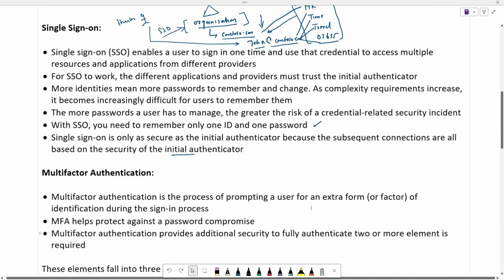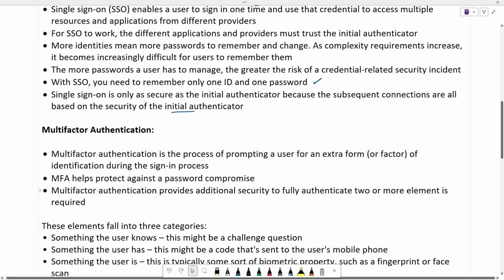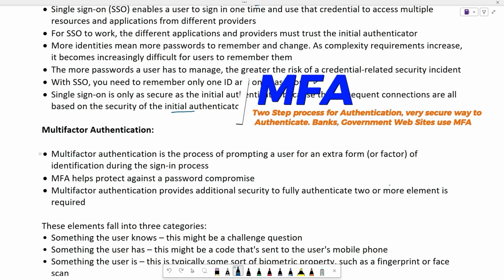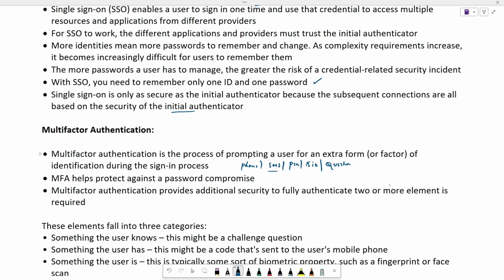What is multi-factor authentication? Multi-factor authentication is the process of prompting a user for an extra form of identification during the sign-in process. When you have entered your password and the application or website requires an additional credential to authenticate, it can be a phone call, an SMS, a PIN, a biometric, or a simple question and answer. All of these are considered multi-factor authentication.